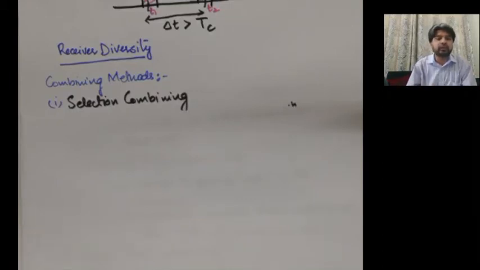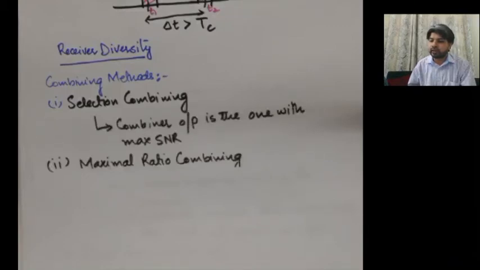In selection combining, as the name suggests, the output of the combiner would be the branch that has the maximum signal to noise ratio. So you would keep on looking for the branch that has the maximum signal to noise ratio, and that branch would be the output of your combiner. Another method that is used to combine different branches is called maximal ratio combining.